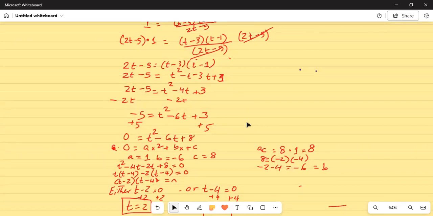So AC is 8. What are the factors of AC? It is 2 and 4, minus 2 and minus 4, multiplied together gives you AC. Also when you add those two factors, minus 2, minus 4, added together, you get minus 6, which is B. Hence, the solution is 2 and 4.